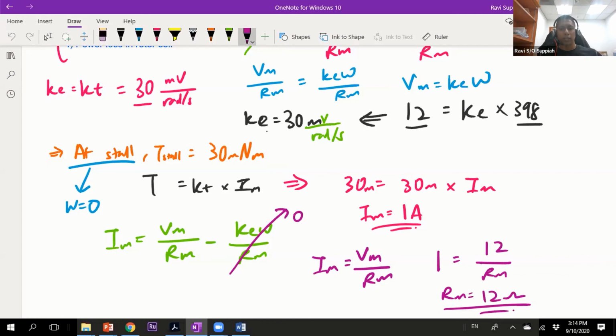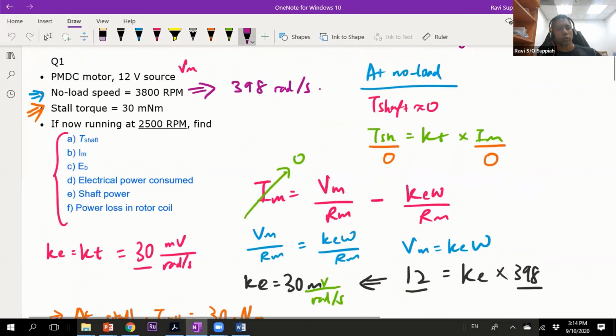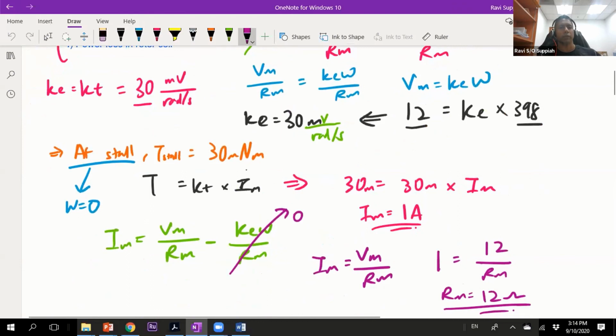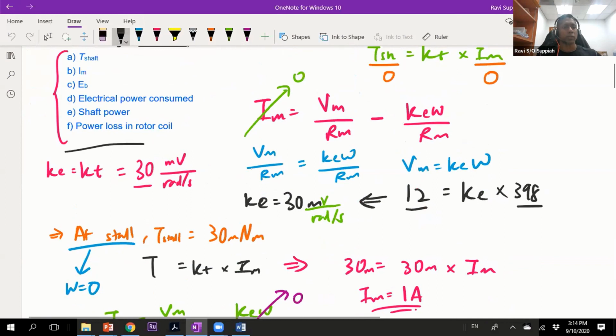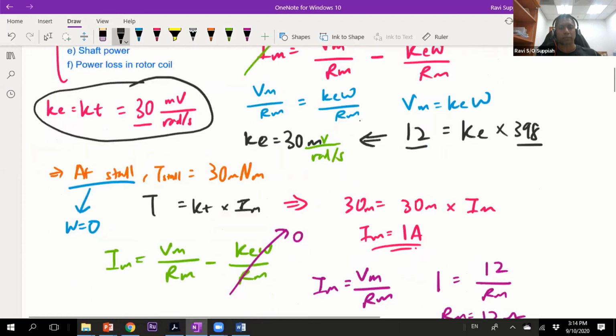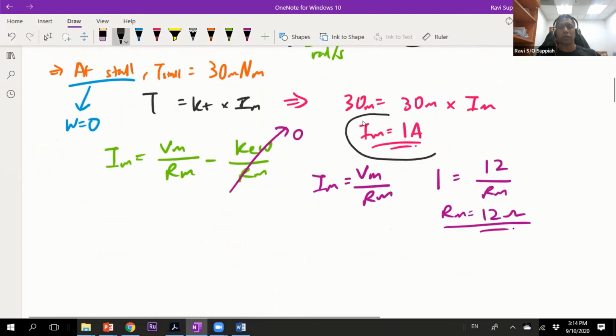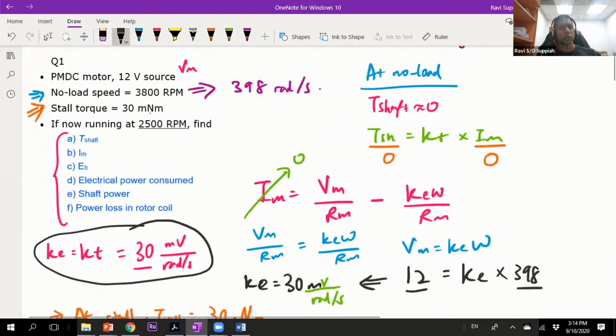Given the two pieces of information, the stall torque and no load speed, we can actually derive quite a few parameters. We can derive Ke, Kt, like what we saw here. Then from there we can derive your Im, and then your Rm. So these are all the important parameters that we can derive now. Let's go on to the next part here, which is asking us to find all these important parameters.